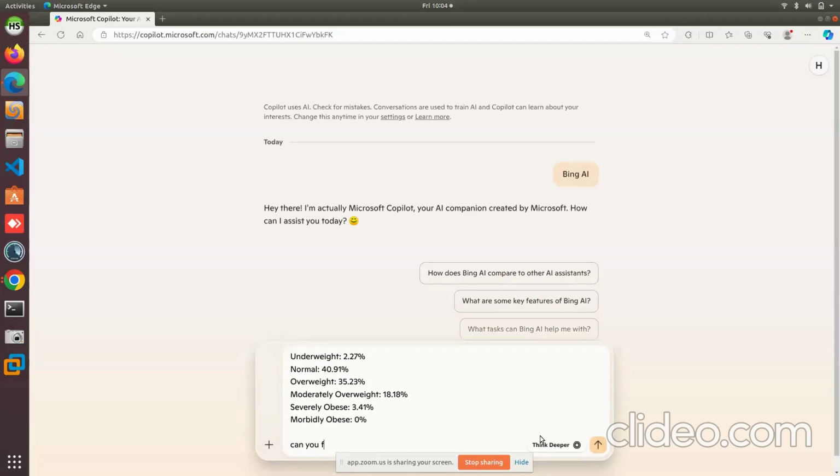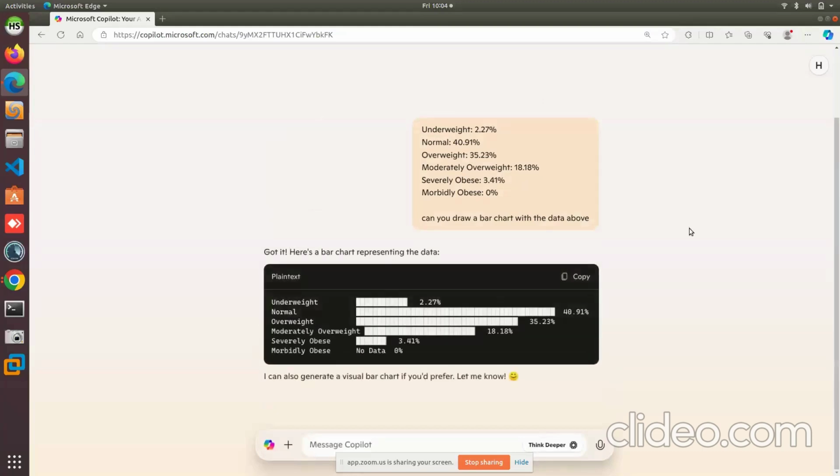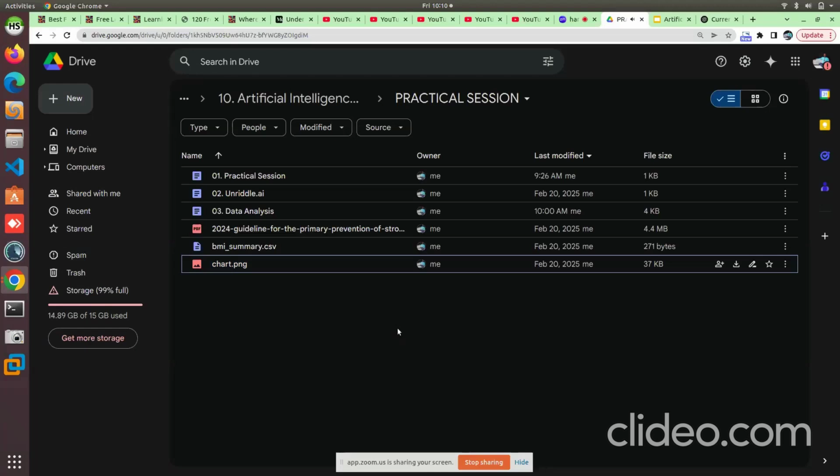So can you draw a bar chart? Let me see if it will do that. Bar chart with the data. And then let's see if it can get me a bar chart. So now Bing AI has drawn a bar chart. So when you have data in your hospital, you can easily upload this into AI, any of the AI platforms, and get a summary of the report. Some can generate graphs, others cannot, and there are many others.